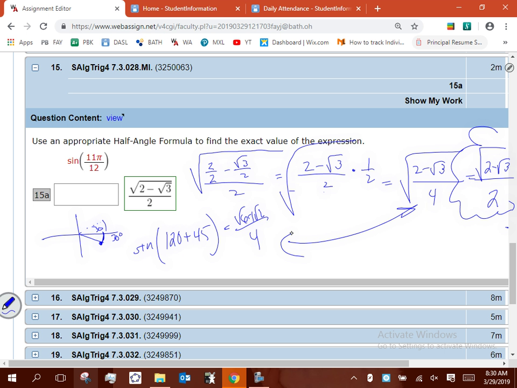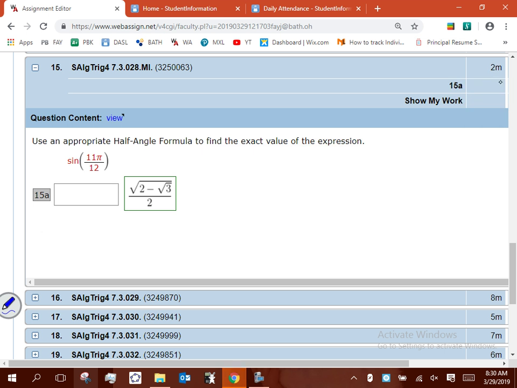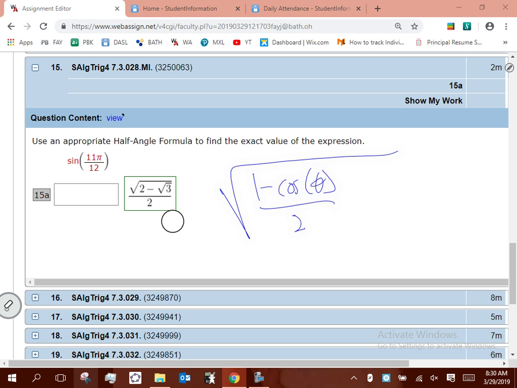I think the biggest issue people have with half angle formulas is not knowing, on that inside part, whether we put the 165 here or the 330 here. A lot of people put 165, and obviously that messes everything up. Okay? All right. Any others?